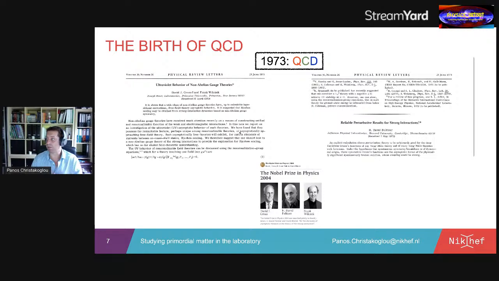It's the latest of the 3 fundamental interactions that fall in the category of the standard model. And its birth coincides, at least in my mind, with a simultaneous publication of these 2 papers by Gross and Wilczek and by Politzer, who later, back in 2004, got the Nobel Prize for the discovery of one of the basic characteristics of quantum chromodynamics, QCD, which is the asymptotic freedom.